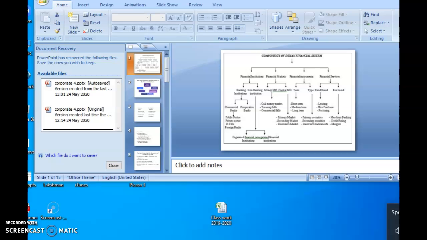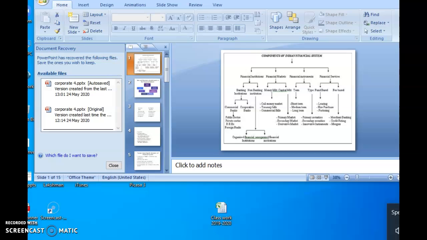Coming to the components of the financial system, there are four different components: financial institutions, financial markets, financial instruments and financial services. Coming to the financial institutions, they are divided into banking institutions and non-banking institutions. Again, banking institutions are divided into commercial banks and cooperative banks.